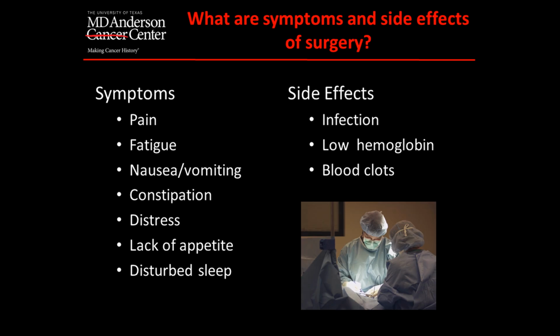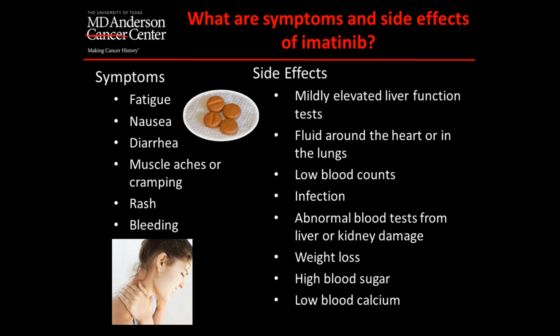So then, what were the symptoms and side effects that patients reported to us when they had surgery for their GIST, if they had surgery? These included pain, fatigue, nausea, vomiting, constipation, distress, lack of appetite, and disturbed sleep. The side effects were sometimes an infection, a low hemoglobin, and blood clots sometimes occurred with surgery.